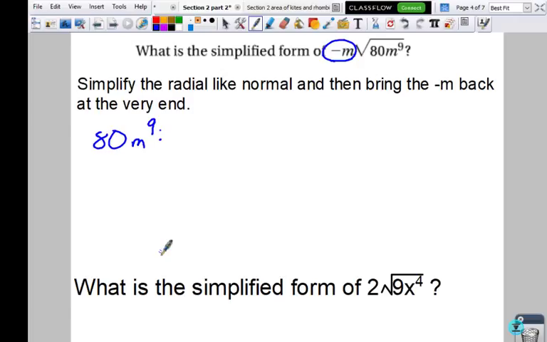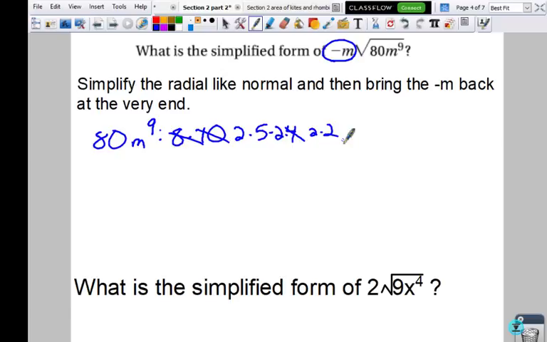What's 80? 8 times 10. Okay. 80 is 8 times 10. What is 10 really? 2 times 5, right? What about 8? Let's see. 8 is really 2 times 4. But wait, 4 is really 2 times 2, right?